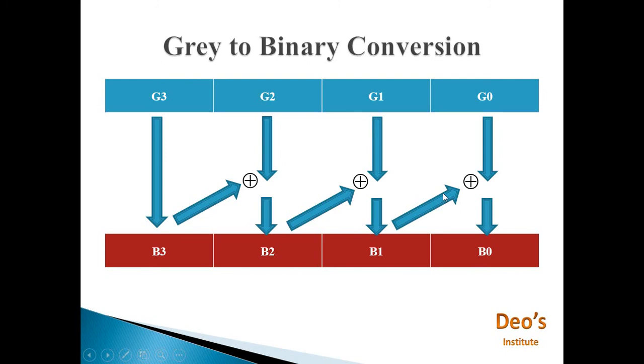is B1 XOR G0. In binary to gray, it was this XOR this equal to this, this XOR this equal to this, this XOR this equal to this. Here in gray to binary, the higher bit binary XOR G2 is B2. B2 XOR G1 is B1 and B1 XOR G0 is B0.